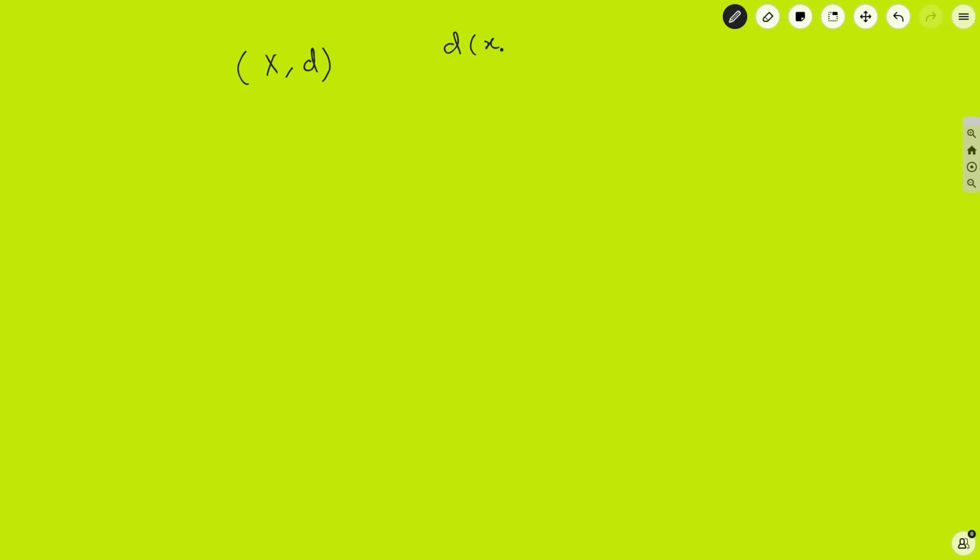So you have x and y. This will be a positive number, right? It's bigger than or equal to 0. Moreover, it will give you a kind of measure for distance, right? So you basically have three properties. So first one is that this should be a function from the space X to positive real numbers, and it should have the symmetric property.